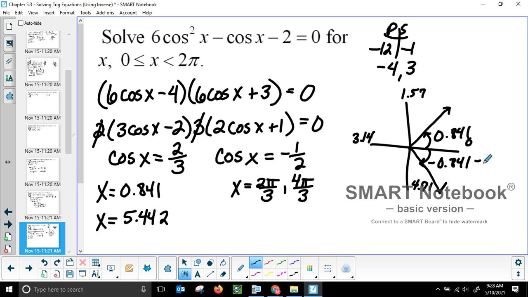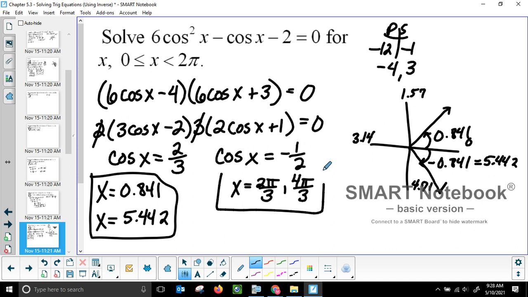Which makes sense because this is 4.71 down here. Over here is 6.28, so obviously pretty close to right in between there. All right, and we're good. These are our 4 solutions. Questions or concerns?